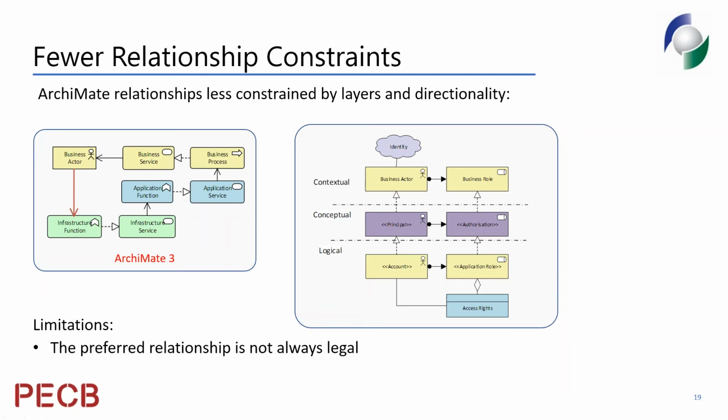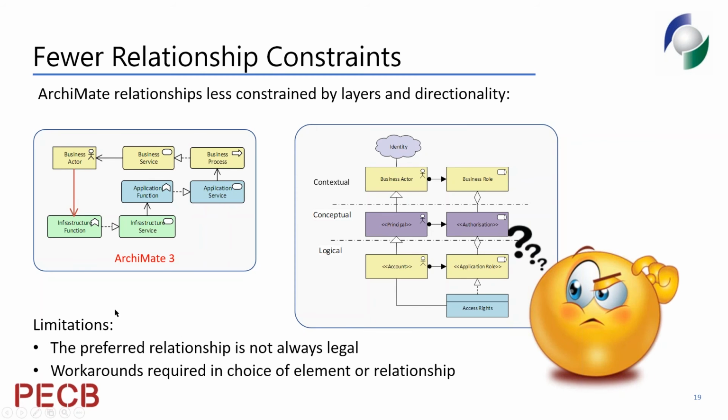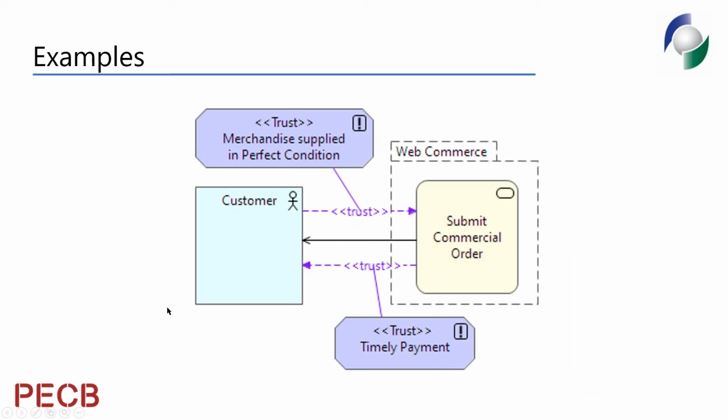Again, relationships are not always legal. We have to sometimes take the second choice. But we can give some examples of how this might work. So this would be perhaps a small example of a trust model built in ArchiMate. You can see we've reused that flow relationship to say that when this customer is being served by this commercial order service, there's a trust in the customer-to-provider relationship that says the merchandise is going to be supplied in perfect condition. And by that same serving relationship, the merchant trusts that the customer will pay on time.